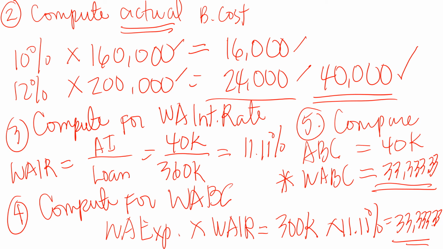So, ibig sabihin, ang pwede lang i-capitalize itong 33,333.33. So, magkano na yung cost ng building mo? Assuming, i-add natin itong borrowing cost na 33,333.33. Eh, di 533,333.33. Paano nangyari yun? Kasi remember, ang actual cost incurred na as of December 31 is 500,000. Ayun. Next scenario.